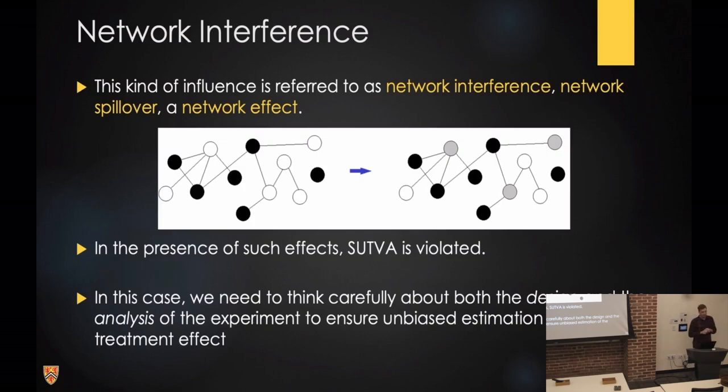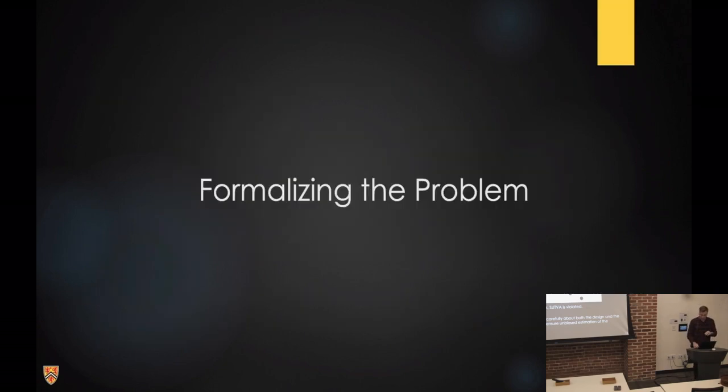And we can adapt in one of two ways. We can amend the way we design the experiment to acknowledge this network effect, and/or we could think about analyzing the experiment differently to acknowledge this network effect. So that's where we're headed.